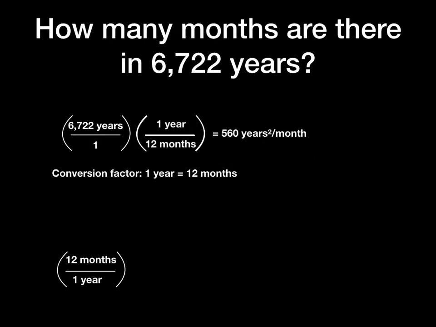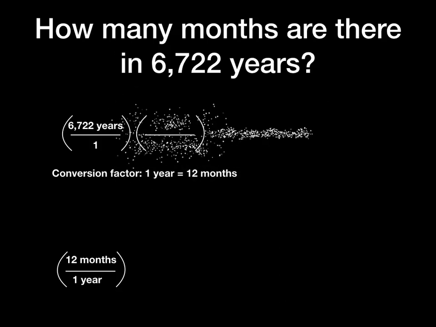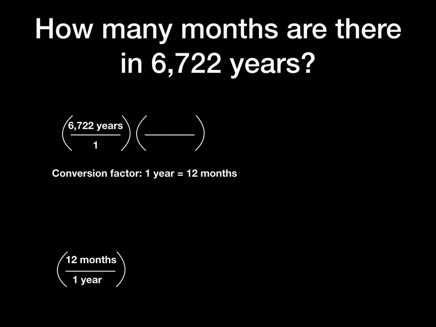Now, notice where the unit years squared per month comes from. In the numerators, we've got 6,722 years times 1 year. That's years squared. And then we're dividing by 12 months. That's where the month comes from. And so we get this answer. But when we look at it, we say, well, years squared per month is not even a unit that makes sense. That's nonsense. So we know that's not the conversion factor that we want to use. So let's use the other version of it.